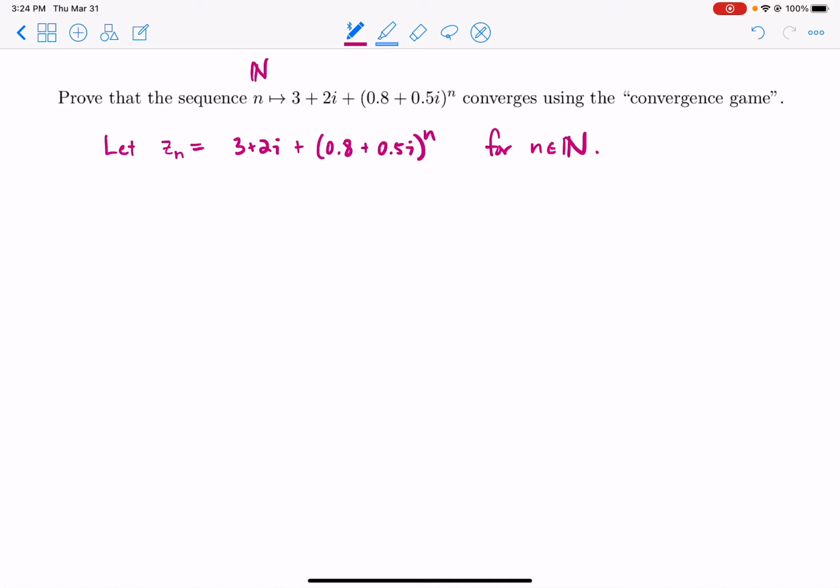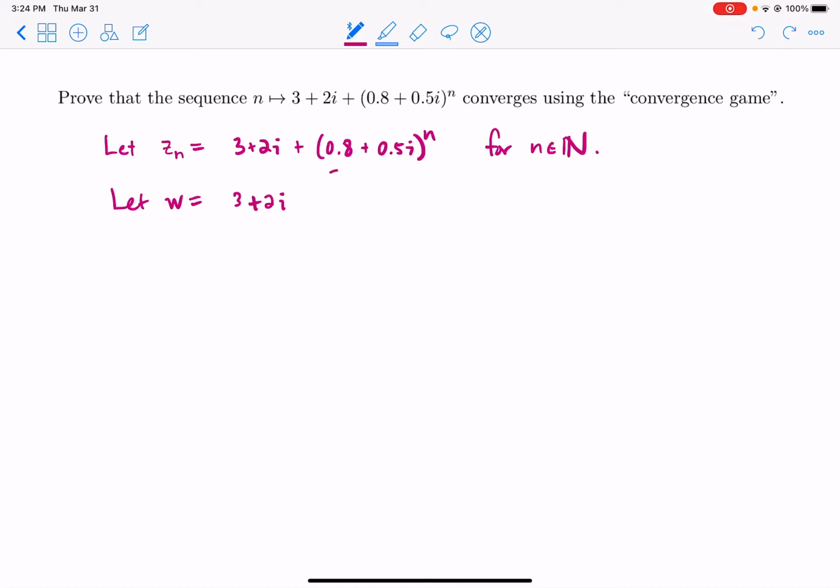Of course, a sequence is a map from the natural numbers to some number system. Now, to figure out what this converges to, let w be my name for the limit that it converges to. And what number will it converge to? Well, it turns out it'll converge to this piece. Why? Because this piece will just go to 0 as n gets bigger and bigger.